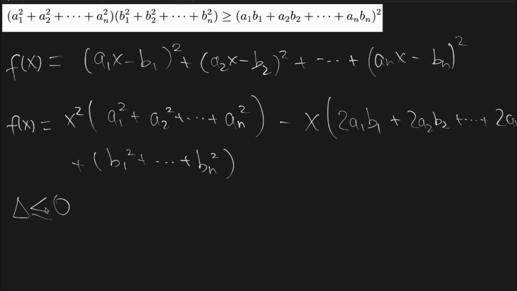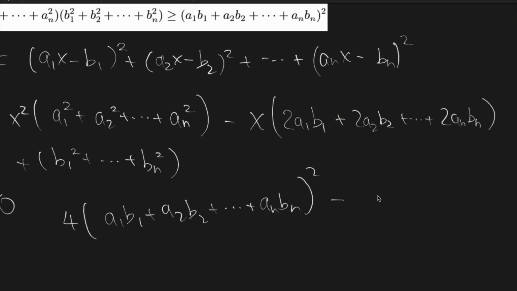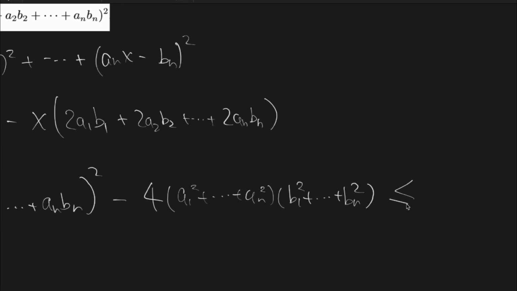Anyways, we know the discriminant must be less than or equal to 0. And the discriminant is the second coefficient, which is the thing over here, squared, and we can take out the common factor 2, so we get 4 times a1b1 plus a2b2 plus dot dot dot plus anbn, this thing squared, minus 4ac, which is 4 times our two list sums. And we know that this will be less than or equal to 0.